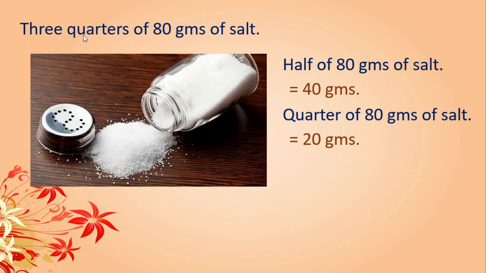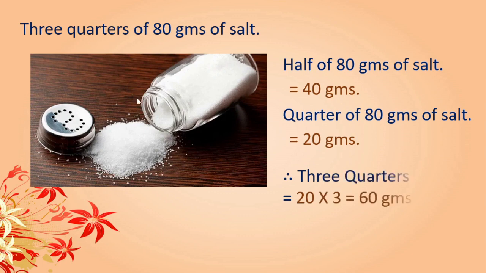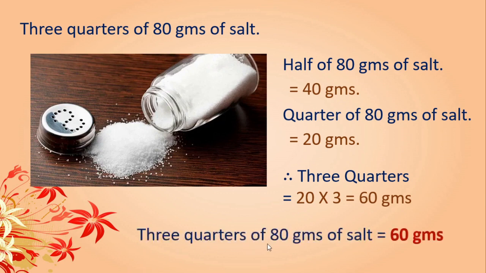Now, if you want to find out 3 quarters, then what we will do? 20 multiplied by 3. That is nothing but 2 3s are 6 and 1 more 0. 60 grams. Yes, got this children? So we can write here like this. 3 quarters of 80 grams of salt is equal to 60 grams.